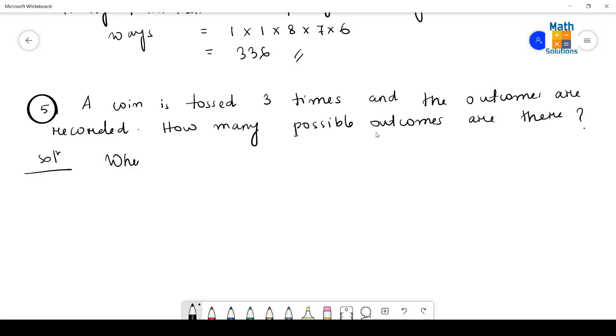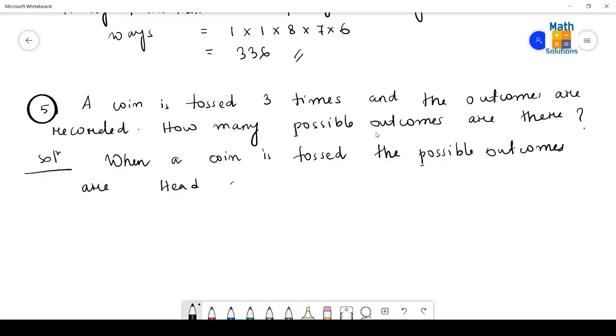So we shall be writing here, when a coin is tossed, the possible outcomes are head and tail. So these are the outcomes we get when we toss a coin. Either you will be getting head or you will be getting tail.